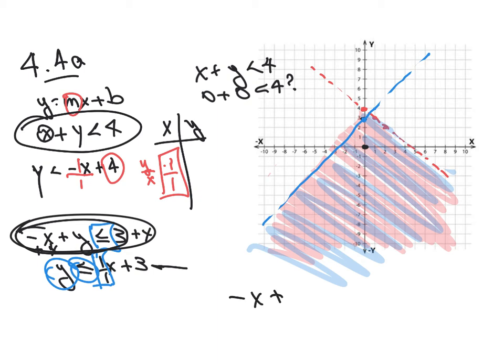Negative x plus y is less than or equal to 3. So is 0 plus 0 less than or equal to 3? Yes, it is. So therefore, if this point makes both inequalities true, then all of these points will make the inequalities true. Now, if I picked a point up in here and plugged it in, these would not be true statements. So that's one easy way to check to find out if you got the right section shaded, is pick a point there and plug it into both of the inequalities.